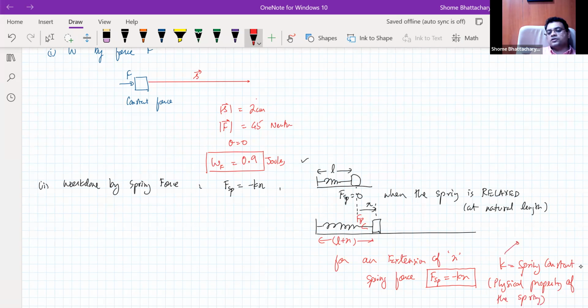So the spring constant should be expressed in newtons per meter. The SI unit is newton per meter.